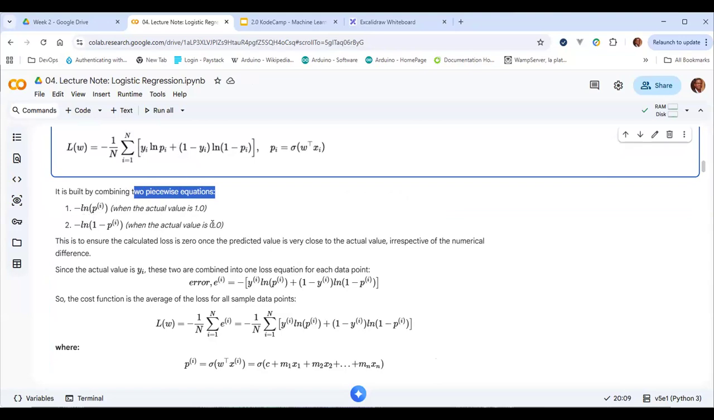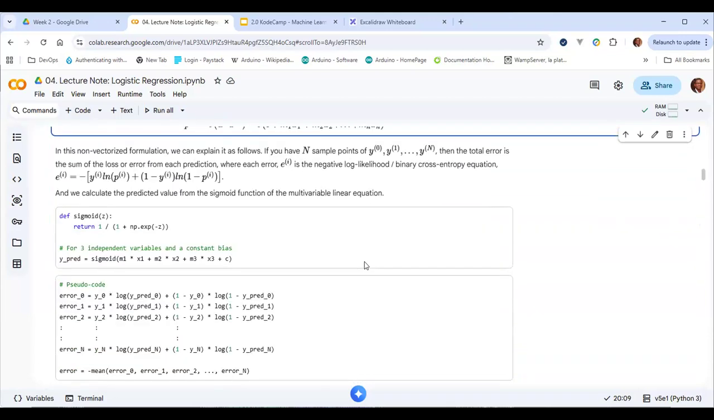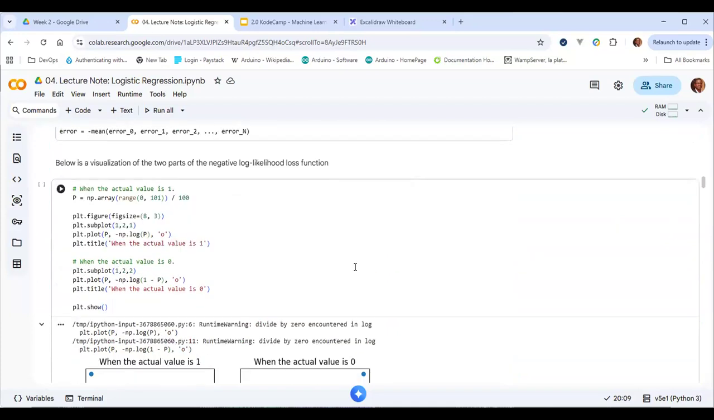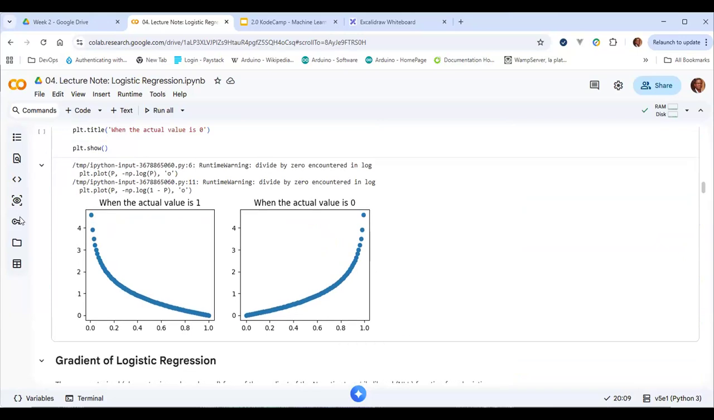And then when the actual value is 0, remember the actual value is the value you are trying to predict. Okay, that's y. So when the actual value is 0, then this part of the piecewise disappears, and this part remains because 1 minus 0 is 1. So you just get ln of 1 minus p. And I had already shown you those two equations, how they actually look. We could actually plot them here, but I think I have shown you that. This is the plot of it.